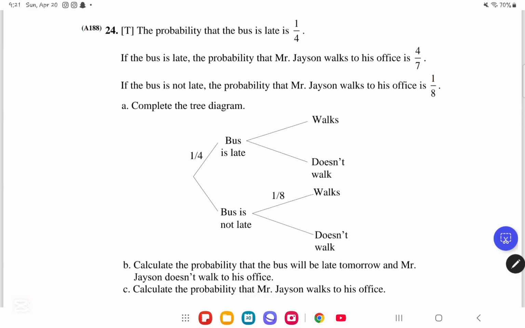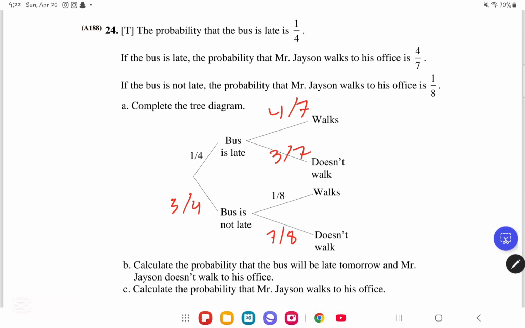So, let us complete the tree diagram. The probability the bus is late is 1 over 4. Probability it is not late is 3 over 4. The probability if the bus is late that he walks is 4 over 7. That he doesn't walk, it is what? It is 3 out of 7. If the bus is not late that he walks is 1 out of 8. That he does not walk, it is 7 out of 8.